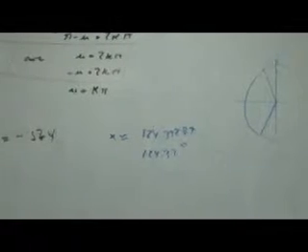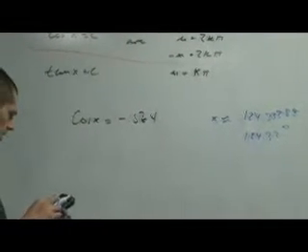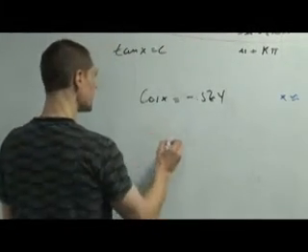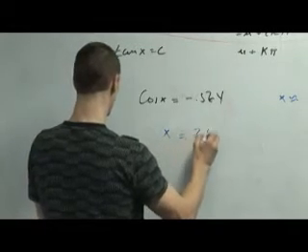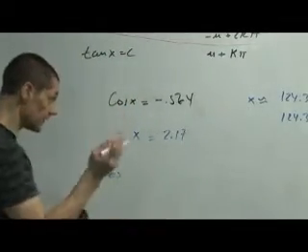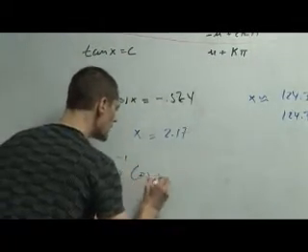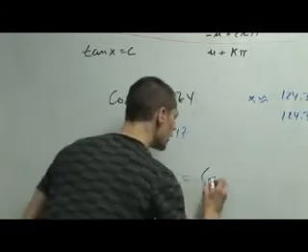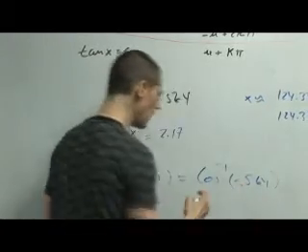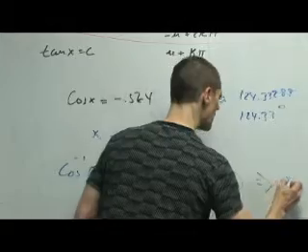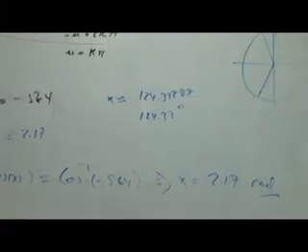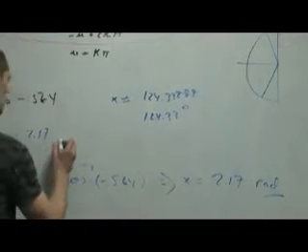Negative 0.564, and I want to be in radians, Arccos. So this says x is equal to 2.17 radians. And what did I do? Technically, I took the Arccos of cosine x equals the Arccos of minus 0.564. My calculator spit out that this implied that x is equal to 2.17, and this is radians. Usually I don't write radians, but I just wanted to make it really clear where we are.